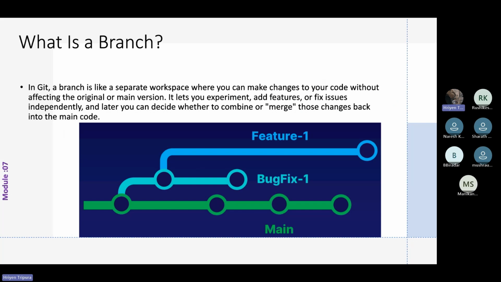First of all, let us understand what a branch is. We have already learned about it in our last sessions, but to make it simple, the definition says that in Git, a branch is like a separate workspace where you can make changes to your code without affecting the original or main version. It lets you experiment, add features, or fix issues independently, and later you can decide whether to merge those changes back into your main code.